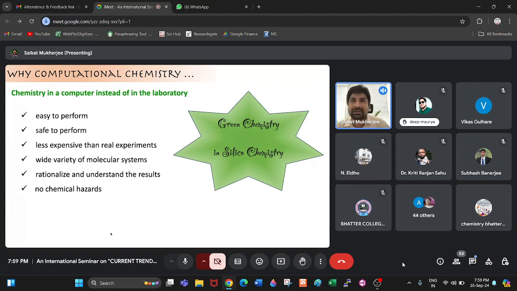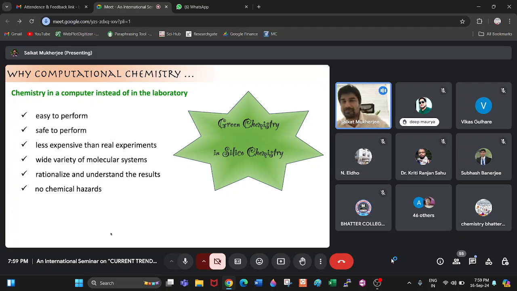So basically, I can test my theories, my computations, in any molecular systems that I want, and then I rationalize and try to explore the inside chemistry, what is happening behind our experiment. This is the main goal of computational chemistry: to explore, to rationalize, and to understand the chemistry beneath our eyes. And as you can see, there are no chemical hazards.